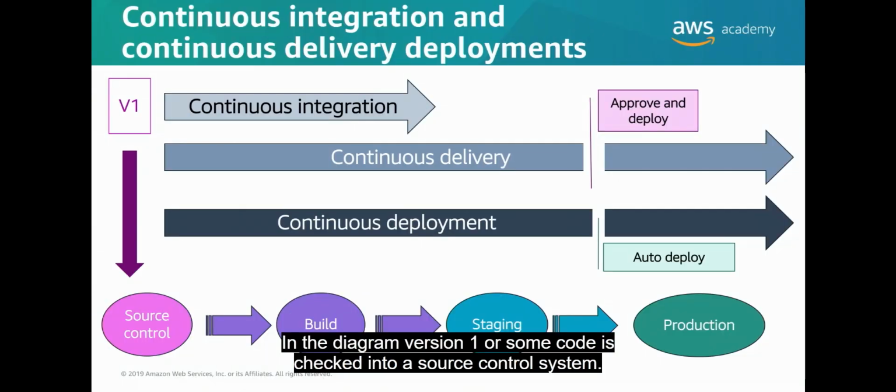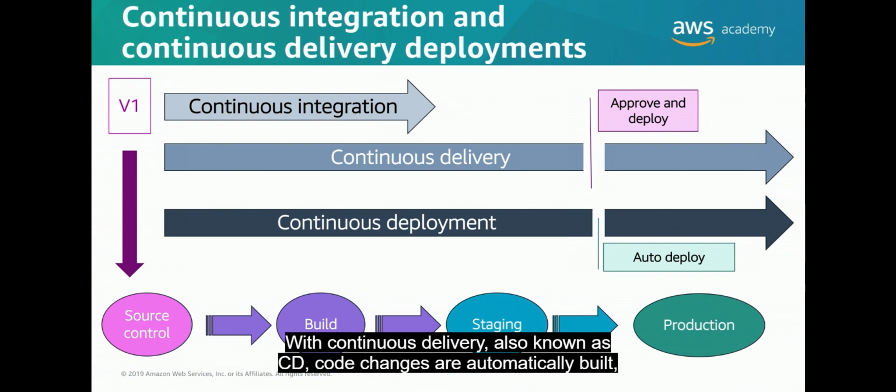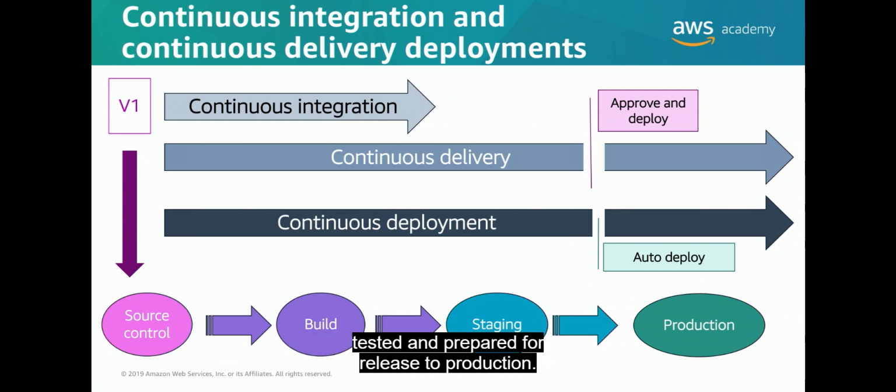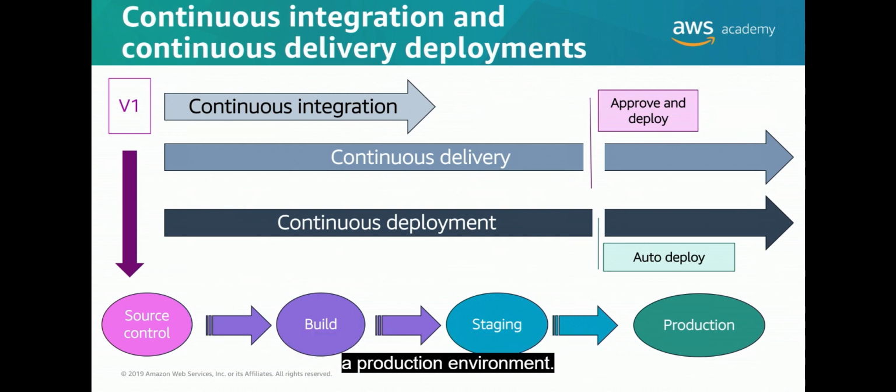In the diagram, version 1 of some code is checked into a source control system. The service then automatically builds and runs unit tests on the new code. These tests immediately discover any errors in the staging area. After the code is tested successfully, it is released to production. With continuous delivery, also known as CD, code changes are automatically built, tested, and prepared for release to production. CD expands on CI by deploying all code changes to a testing environment or a production environment.